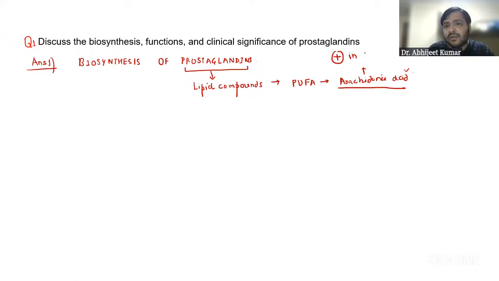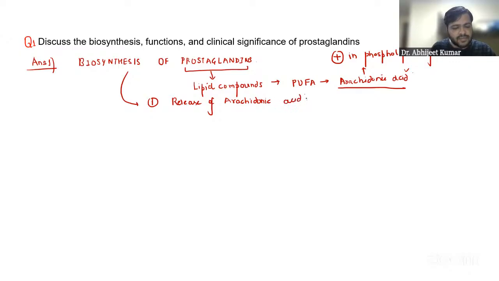So it is present in the phospholipids of the cell membrane. So, what are the biosynthesis steps? Firstly, you have to remember the release of arachidonic acid. You already know arachidonic acid. Let us assume this is the membrane phospholipid, and from membrane phospholipids there is release of arachidonic acid.